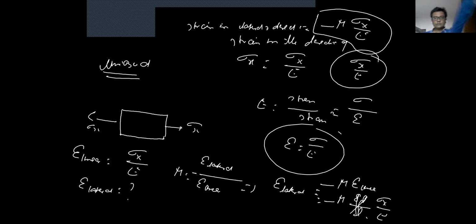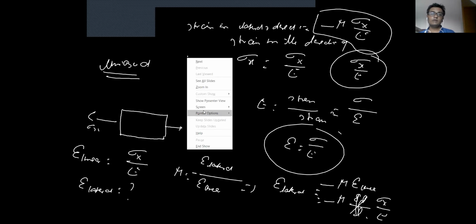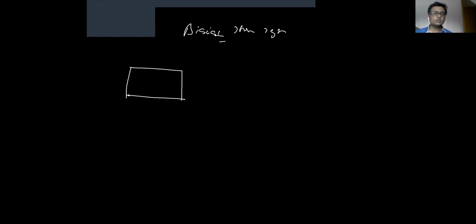Right. It was the case of the strain in the uniaxial stress system. Okay, fine. Now we come to the biaxial stress system. Suppose we have got a block. I'm going to take the front view of it. So this is your sigma x, and this is your sigma y.